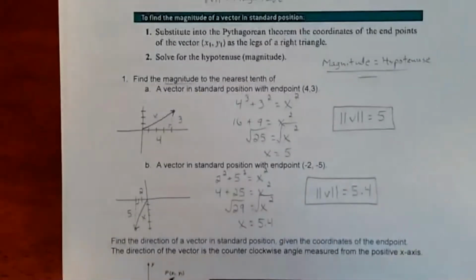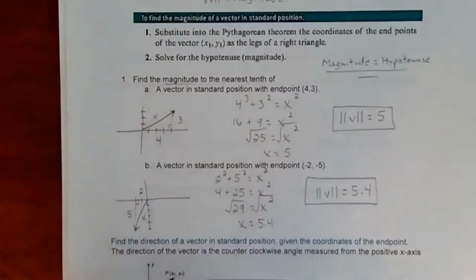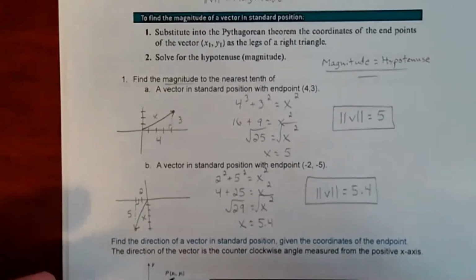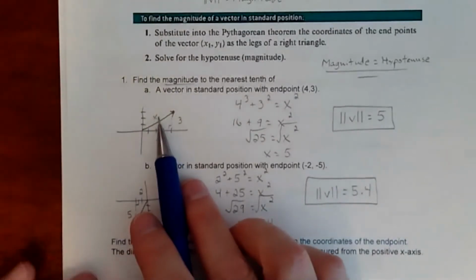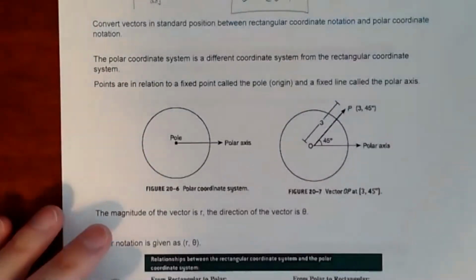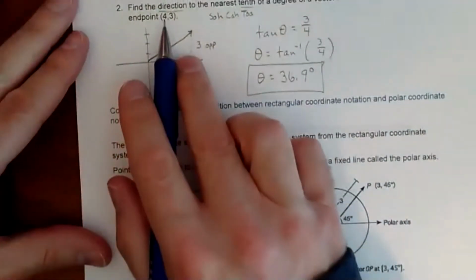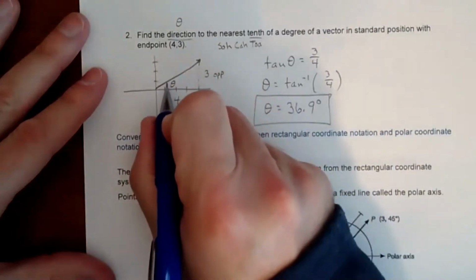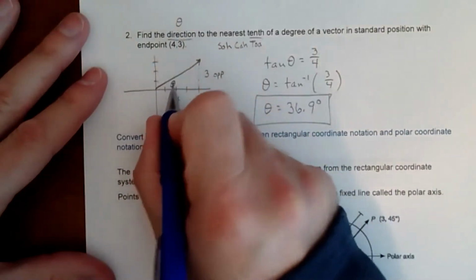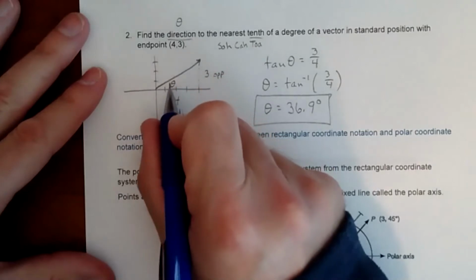So that's a quick refresher, nothing new is happening. The language might be different, but as far as the math, nothing new. You're doing the Pythagorean theorem to figure out the magnitude. And then our last one gave us that same point and wanted to know the direction. So we were looking for that angle right there. It wasn't asking for the magnitude, but it was asking for that angle.